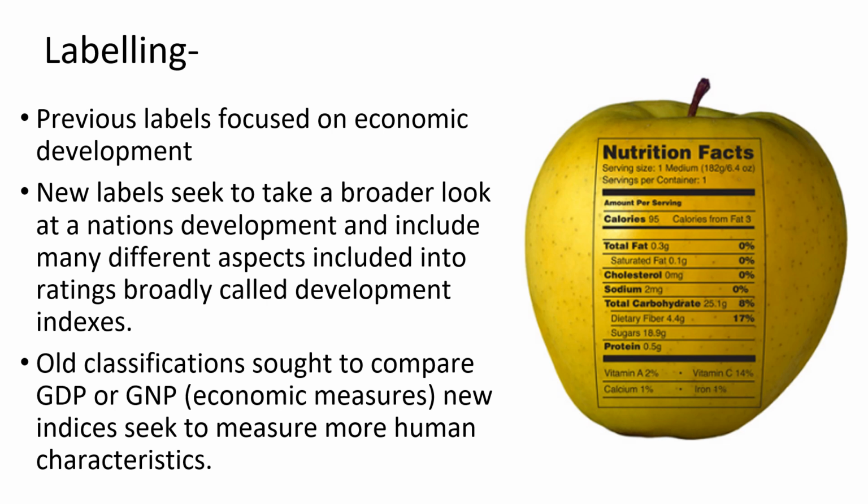Now, in terms of labeling, this is another way that things have changed. Previous labels focused only on economic development, but newer labels are starting to look at a lot of the different metrics that may show non-economic ways that a country could develop. So these new labels seek to take a broader look at a nation's development and include many different aspects. Whereas old classifications would look at things like GDP or GNP, which is gross national product. GDP is gross domestic product.